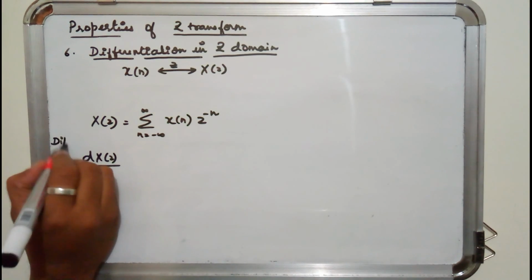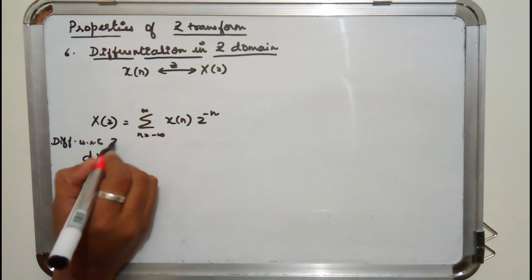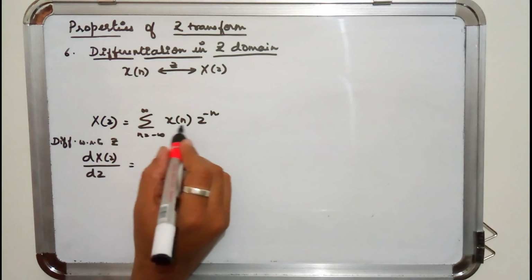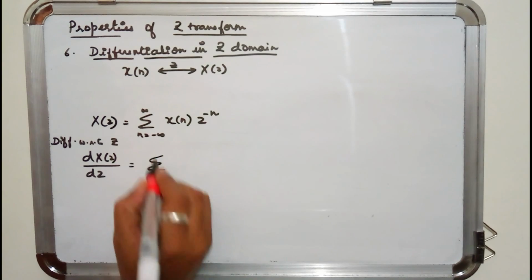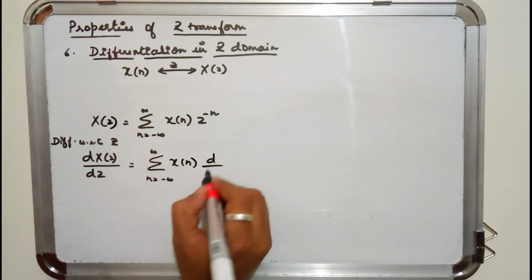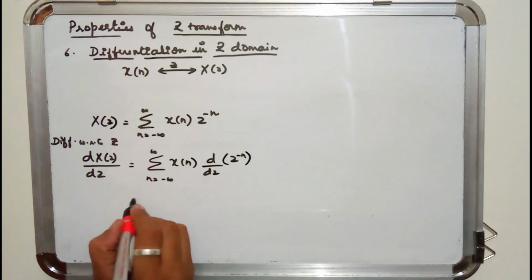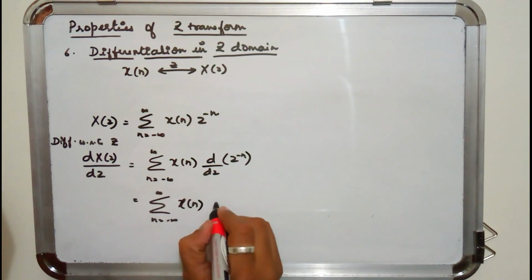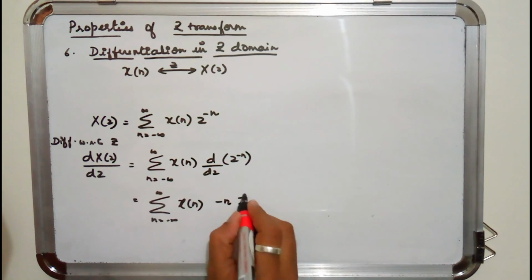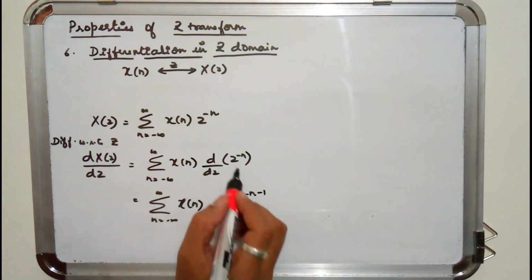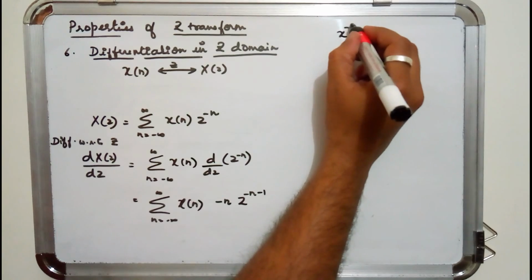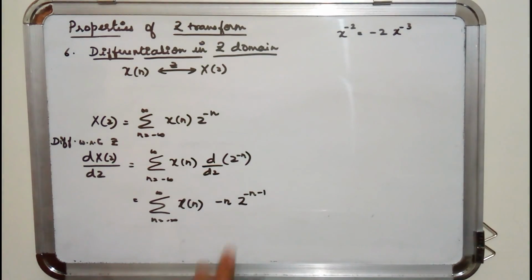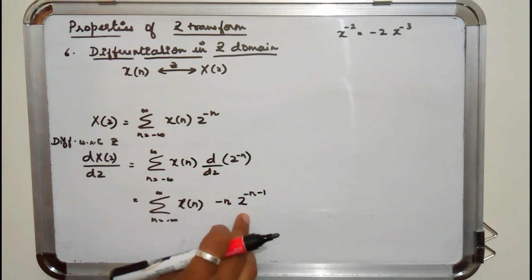So differentiate with respect to z on both sides. So differentiation of x of z. Here remember, we are differentiating with respect to z. x of n is a constant, so summation n is equal to minus infinity to infinity x of n is a constant, d by dz of z power minus n. So this is summation n is equal to minus infinity to infinity x of n into minus n into z power minus n minus 1, because the differentiation of x to the power minus 2 is minus 2 x to the power minus 3. So it is minus n z power minus n minus 1.